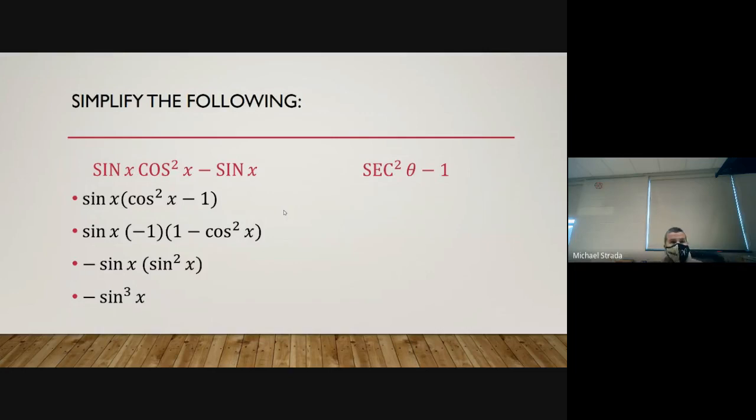All right, so give those 3 a whirl, please. Give those 3 on the top of the next page a whirl. See how we do with it.